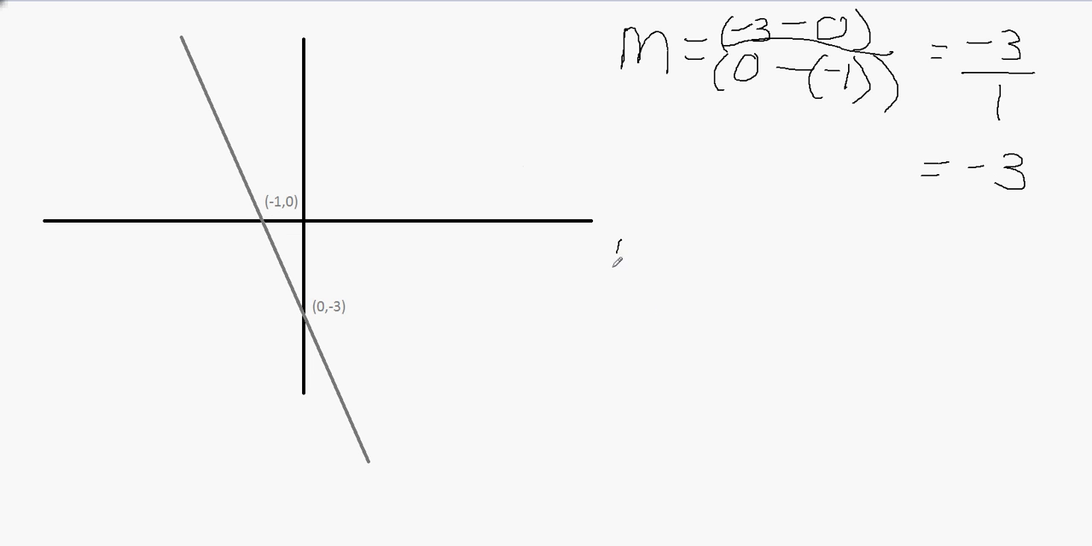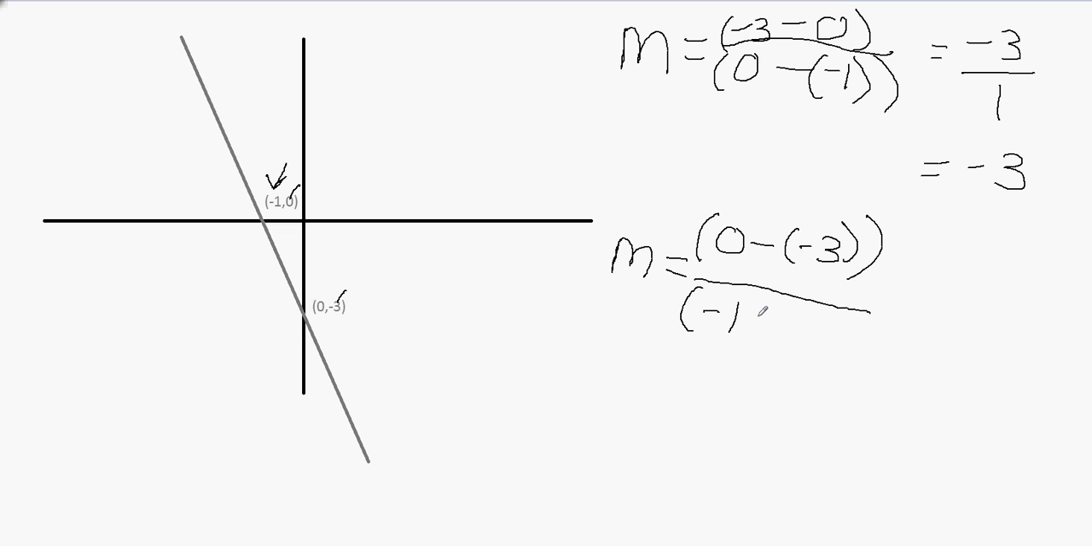Well, just a quick note here. Do we have to necessarily use this point as our second point, this point as the first? Well, no. We could go the points in the opposite order. We could say slope is 0 minus -3. So 0 minus -3. But it's always y minus y on top. But if we start with this y, we have to start with this x. -1 minus 0. Well, this becomes 3 over -1.